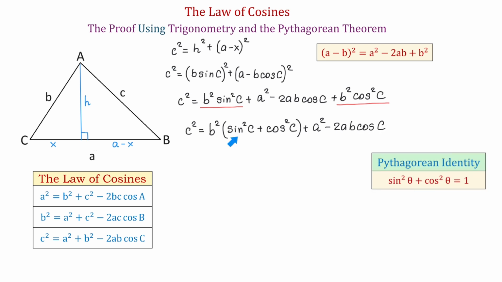Now on the expression inside the parentheses, we will apply the Pythagorean identity. This is sine squared of theta plus cosine squared of theta equals 1. So this expression is 1.